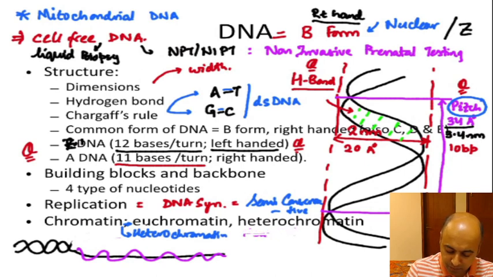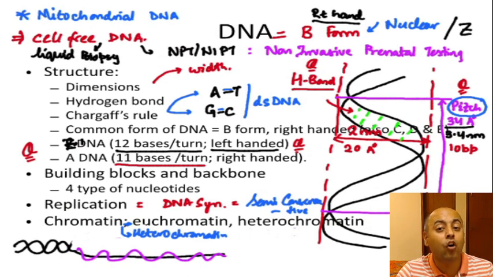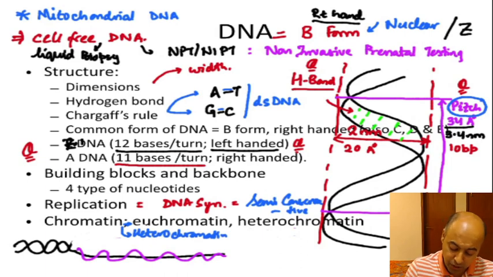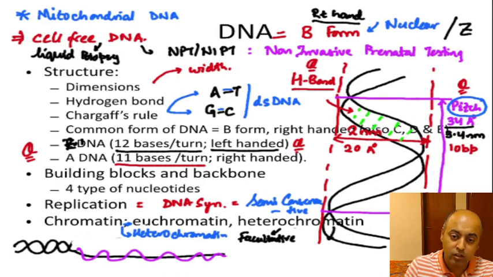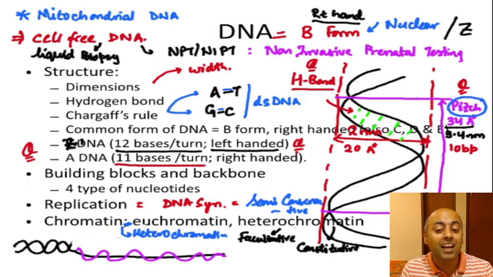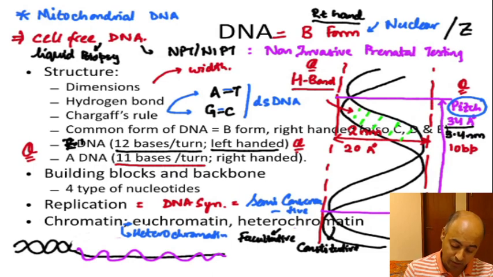For example, it may always remain as non-transcribed, or sometimes it may get transcribed but under special conditions. So based on this nature, heterochromatin can either be facultative, which sometimes gets transcribed, or it can be what is known as constitutive. When I say constitutive, this means that this type of DNA is never getting transcribed. So you can have the facultative or the constitutive heterochromatin.